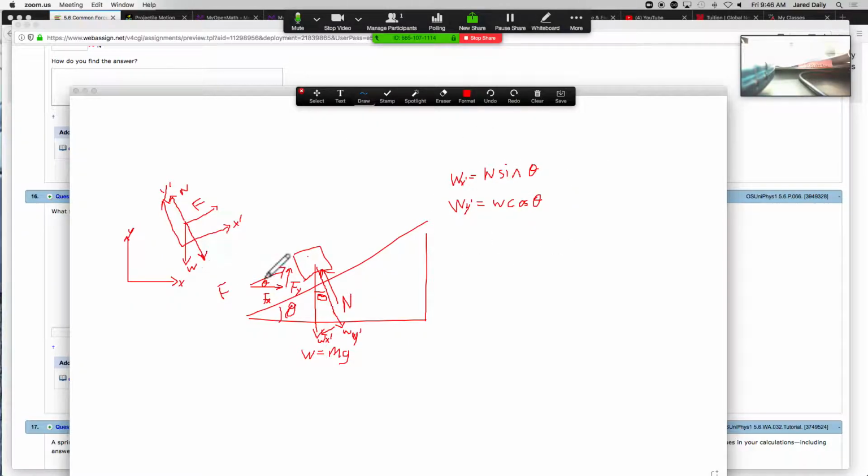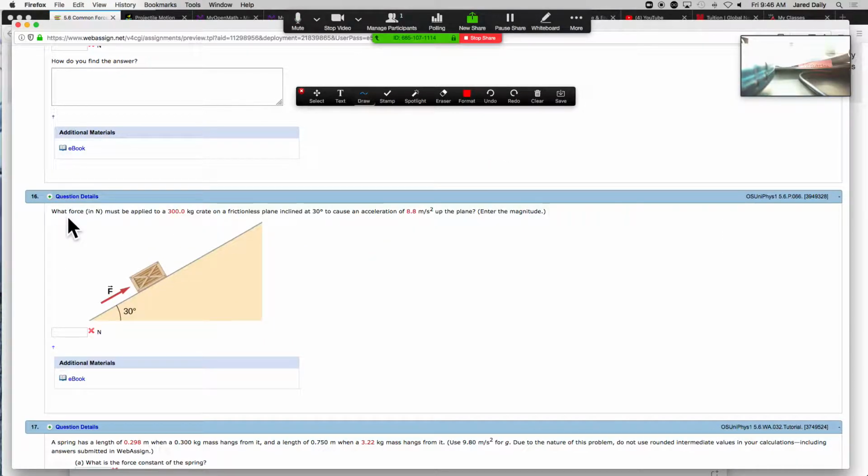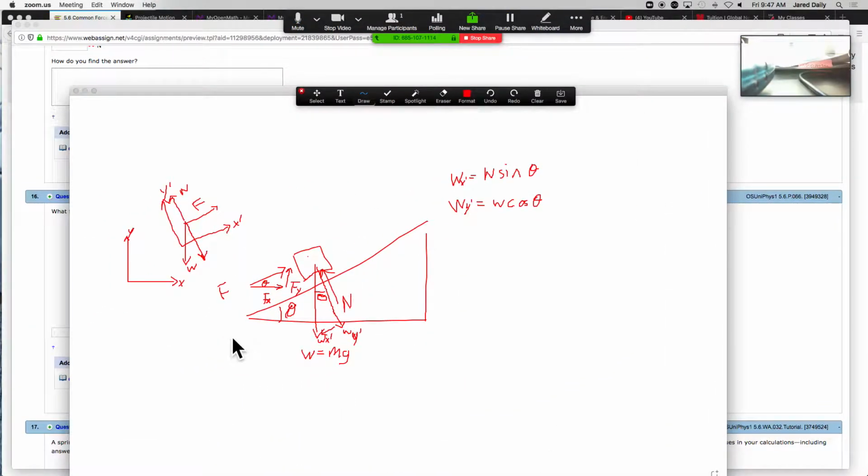But we have more forces involved, and we need to add them all together to make our total amount of force. But what is it asking for again? So we go through all this, we draw all this, and we can't remember what it's asking for. So it says, what force must be applied to cause an acceleration of 8.8 meters per second up the plane? So they want to know how much this force is if we get an acceleration up the plane.